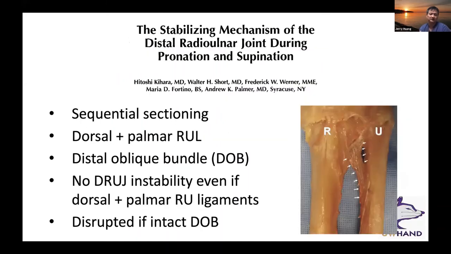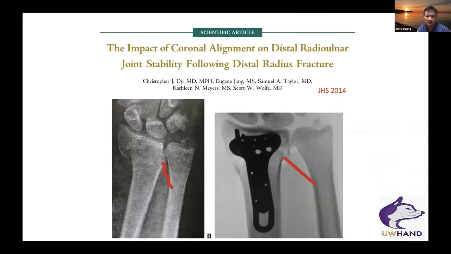So why do they do well? If you have a base fracture, in theory, your TFCC is avulsed off. You have a TFCC injury, potentially of the dorsal and palmar ligaments. But there are really nice biomechanical studies done by Palmer and the group in Syracuse, New York, showing that even if you completely transect the dorsal and palmar radioulnar ligaments, as long as your DOB is intact, patients actually have a fairly stable DRUJ. So what you're trying to achieve is retention of the DOB.